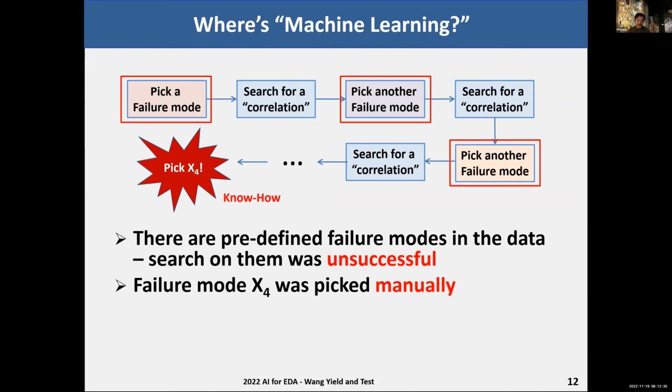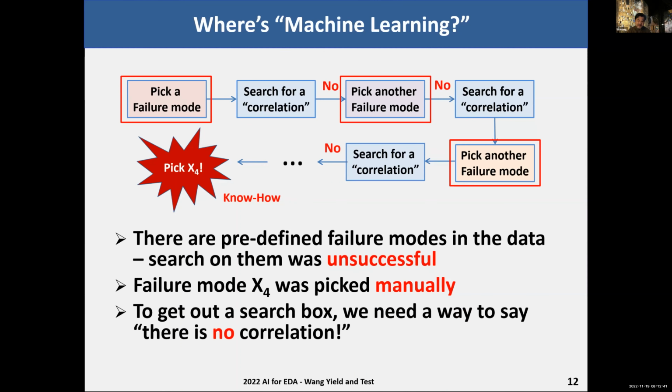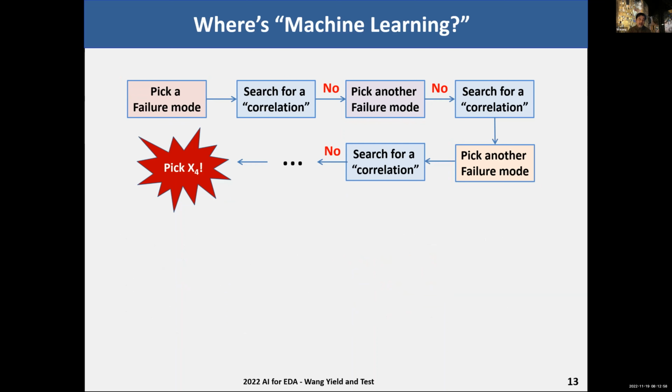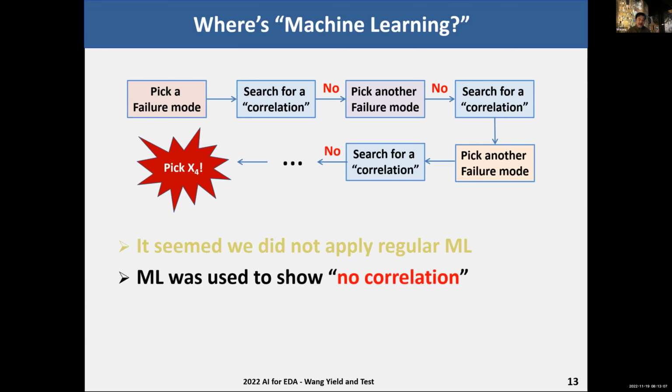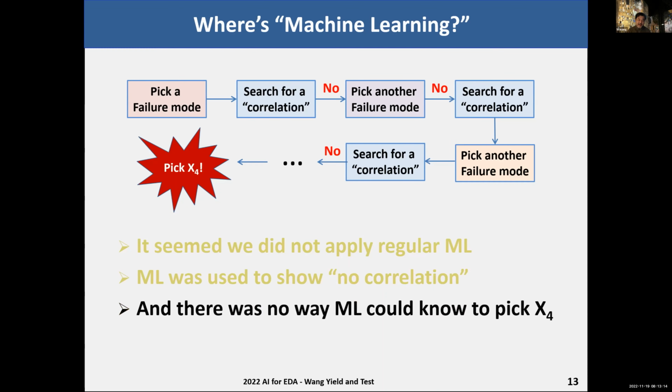And this, of course, depends on somewhat know-how and intuitions. In the process, what we really needed was a way to tell us there are no correlations, so that we could get out of each particular correlation effort in all those boxes quickly and improve the efficiency of the analytic process. When we look at such a process, it seems that we did not apply machine learning in a regular way, right? Instead, we used machine learning to show there's no correlation. And there was no way machine learning could pick the failure mode X4 because the data just did not define X4 as a separate failure mode.